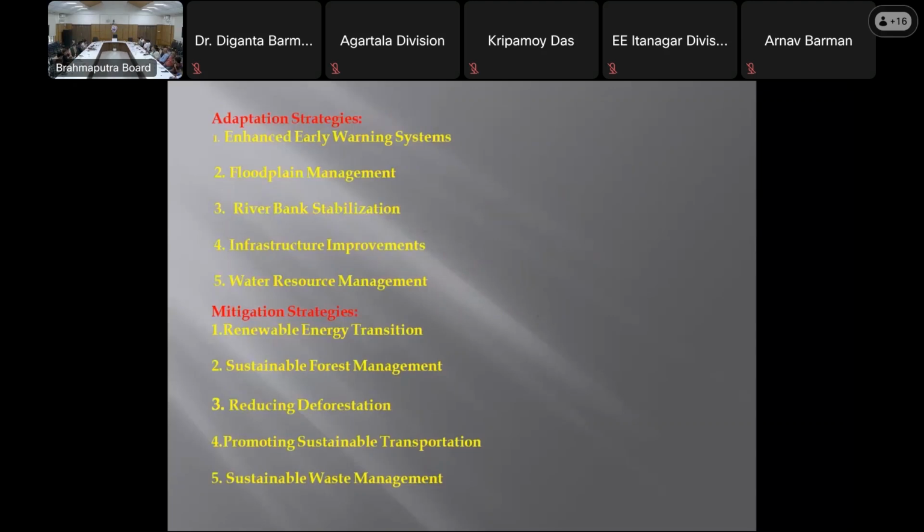Next, mitigation strategies: renewable energy transition, sustainable forest management, reducing deforestation, and promoting sustainable transportation and sustainable waste management. Here, reducing deforestation, you know that we have to reduce forest deforestation. It is a mitigation strategy. Same thing, promoting sustainable transportation means using electric vehicles or cycling, solar power vehicles, anything of that sort. So these are the mitigation strategies.